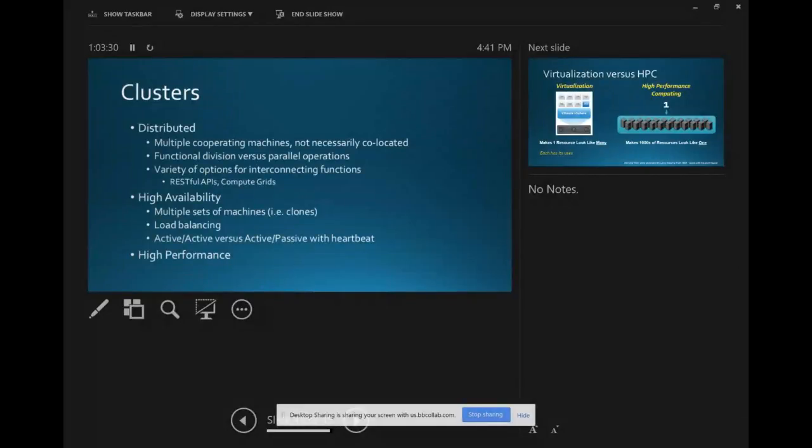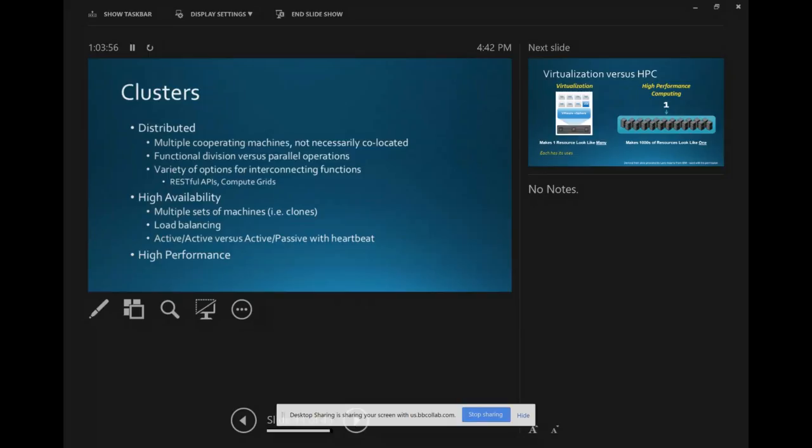High availability cluster. Distribution does offer some high availability, but if one of those functions fails, your application may die. So high availability is talking about using multiple sets, potentially of distributed functions, but multiple sets of machines or clones that essentially mirror each other. And then you load balance between the clones.